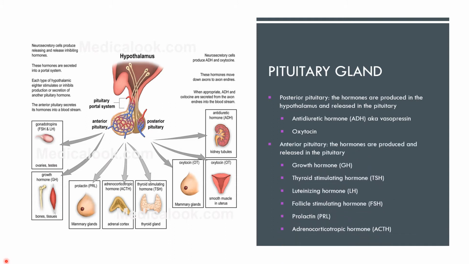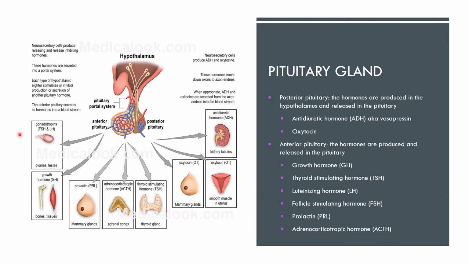The anterior pituitary also releases its own set of hormones. The hormones are produced and released in the pituitary. So we have growth hormone, which promotes muscle growth as well as elongation of long bones. We have our thyroid stimulating hormone, or TSH, which stimulates the thyroid gland to release thyroid hormones.